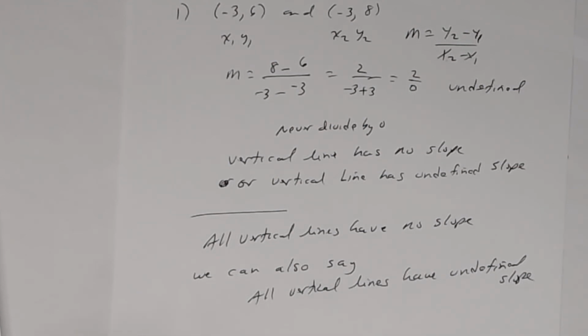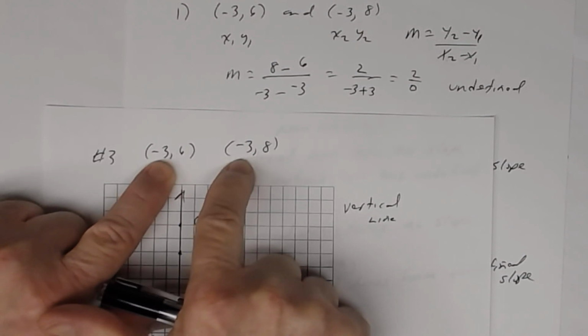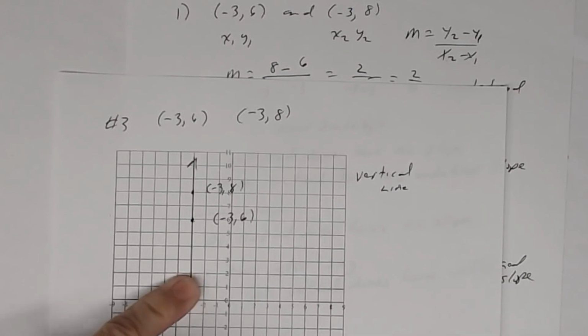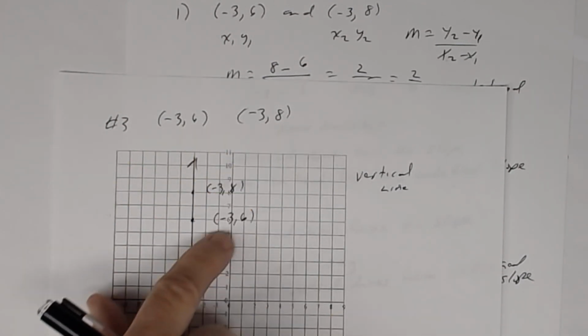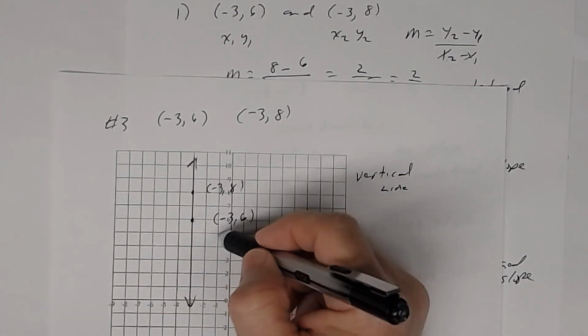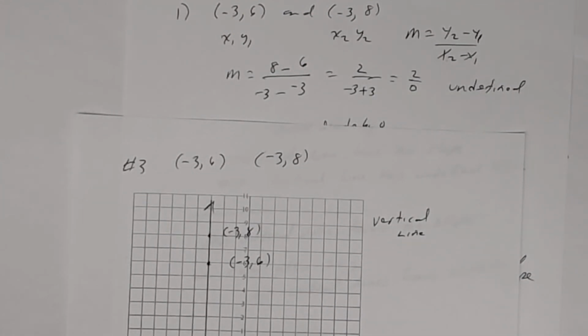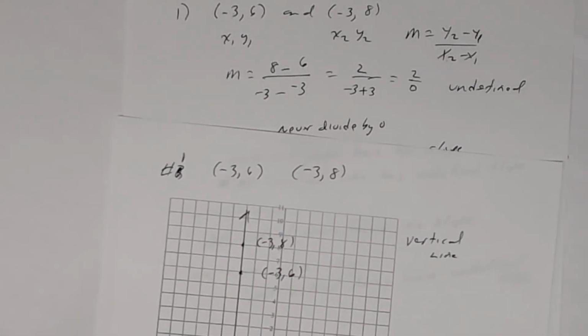I also want you to notice that the x-coordinates are the same. Whenever the x-coordinates are the same, you're going to end up with a vertical line. The x-coordinates are the same, the y-coordinates are different. So you can see that's a vertical line, because the x-coordinates are the same. I'm sorry that I put number 3 here, but that was number 1.